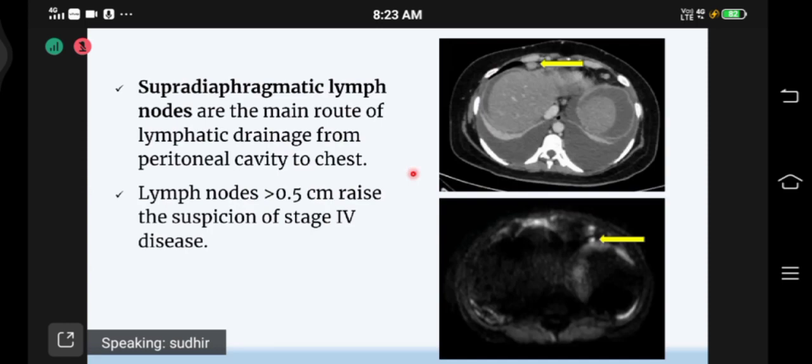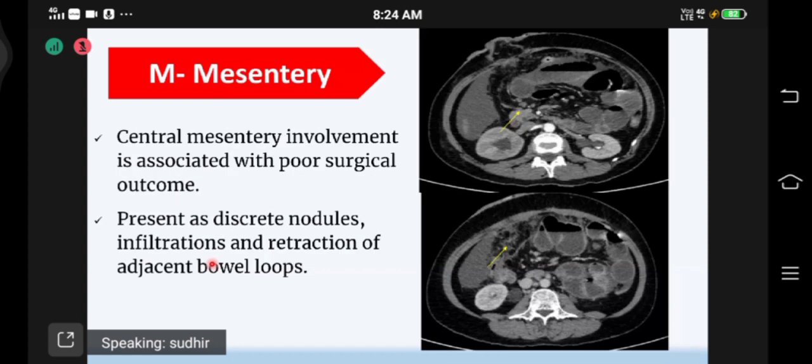Another entity is the presence of supradiaphragmatic nodes, which is very, very important because that is the main route of lymphatic drainage from the peritoneal cavity to the chest. All these also have to be noted down, and especially lymph nodes more than 0.5 centimeters should raise a suspicion of stage 4 disease. And nowadays, I think even these supradiaphragmatic nodes are being approached through the abdomen and resected. So a comment has also been made in these areas.